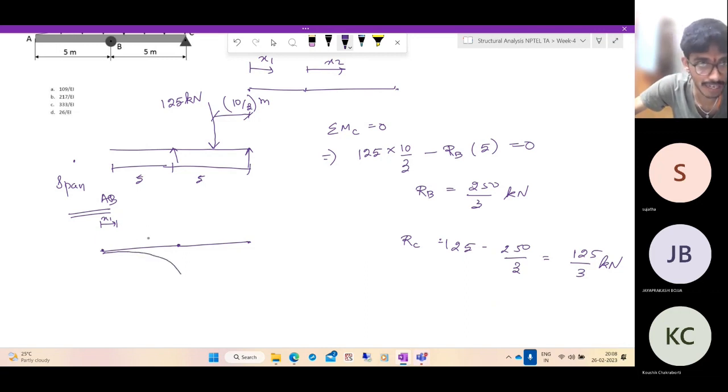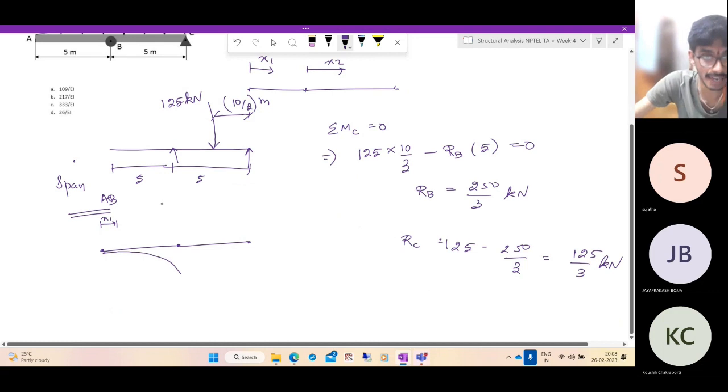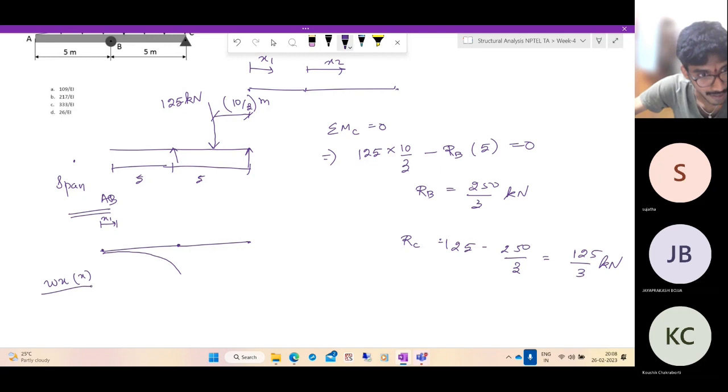What is the functional form? If you cut at a distance x, the load that acts will be W into x, acting over a distance x. Since it is triangular, you will need to take a half, and its centroid will be at x by 3 from the sectioning point. So it is W x1 cube by 6, the bending moment in this span.